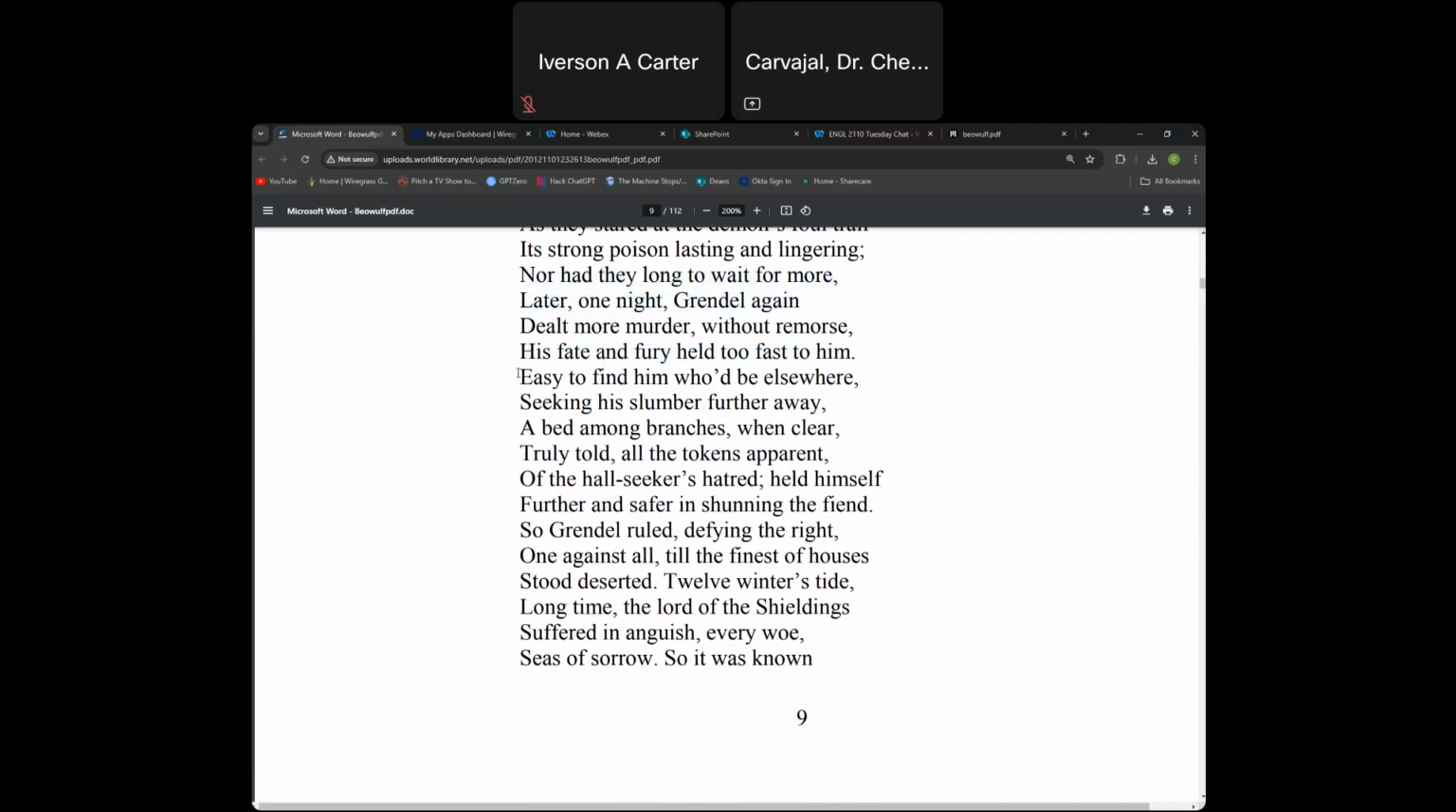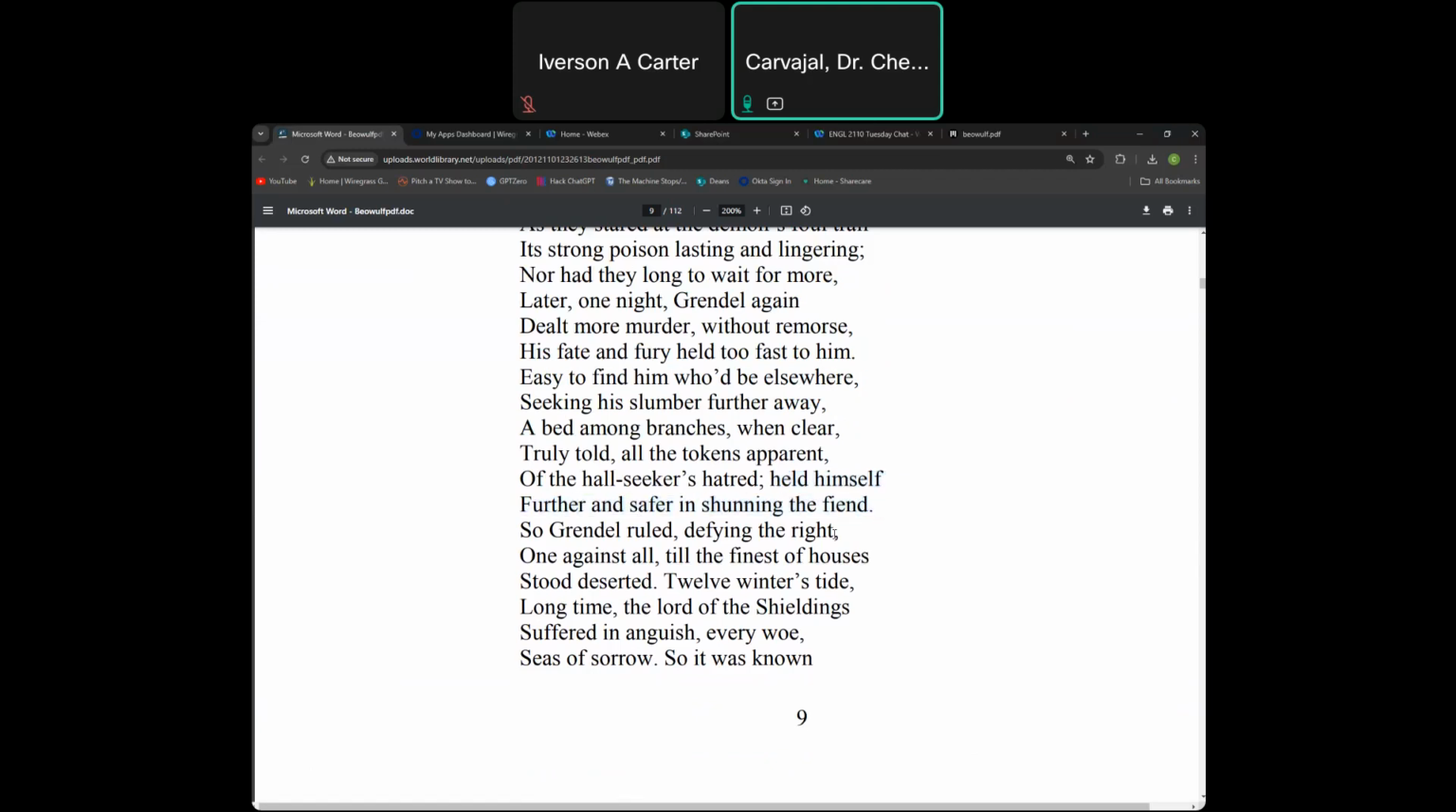And essentially, it says, "Easy to find him who'd be elsewhere, seeking his slumber further away, a bed among." So he starts to attack everywhere. But if you're in the hall, you're going to be dead. And so people start avoiding the hall and locking themselves up somewhere else because they don't want to be attacked.